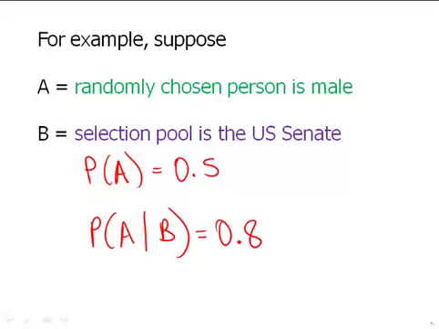Now, of course, in a perfectly just and fair world with no sexism, this would also equal 50%. The Senate would be split 50-50. It would be representative of gender. That's not the world we live in, unfortunately. There are many, many more men in the Senate, and this is why the conditional probability is different from just the probability of A. Another way to say that is this is why these two events are not independent, because one changes the probability of the other.